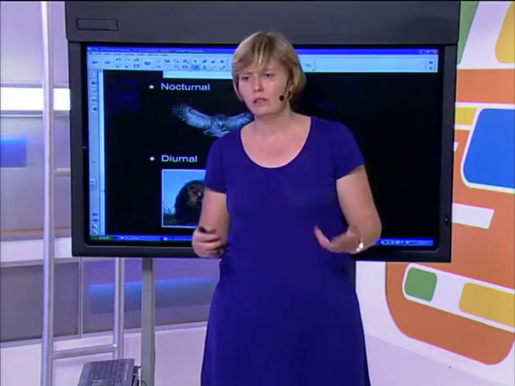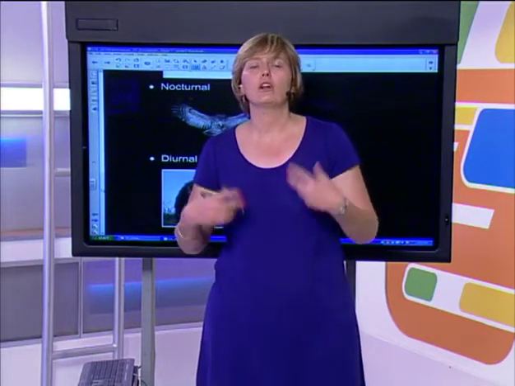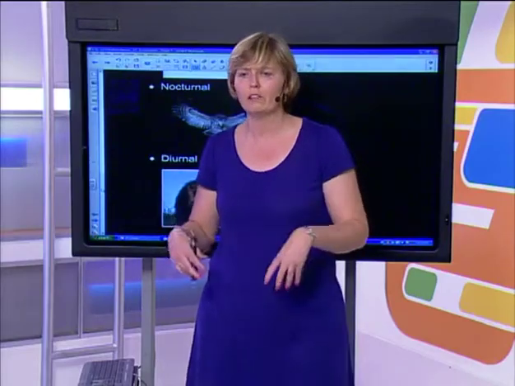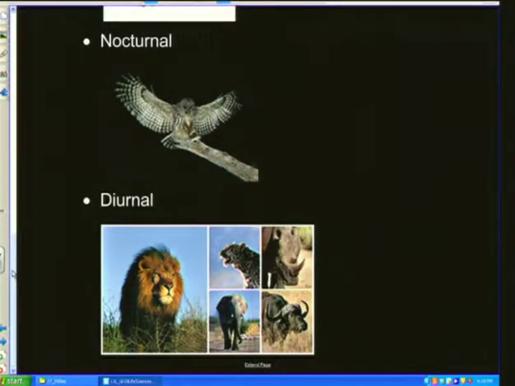Does it mean that the lion's not going to get up and walk around during the night? No, it doesn't. But it just means that he's mostly going to go hunting, or charging around, or running around looking for things. And so is the rhino. What else have we got here? A leopard and an elephant. They're going to go looking for food, chasing each other around, mostly during the day.